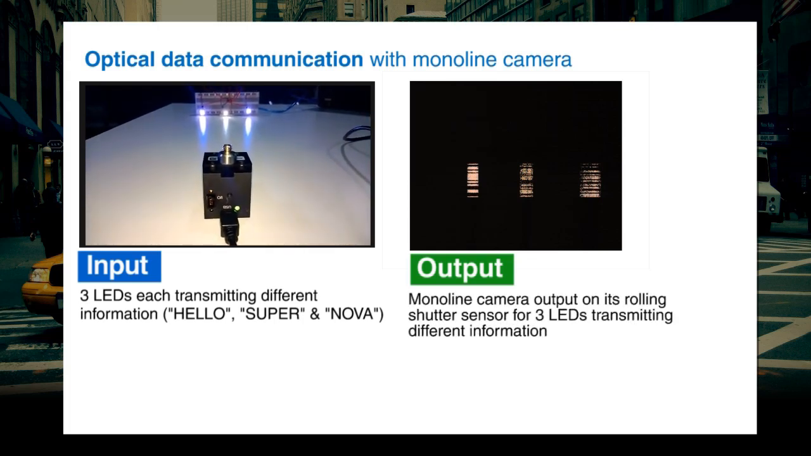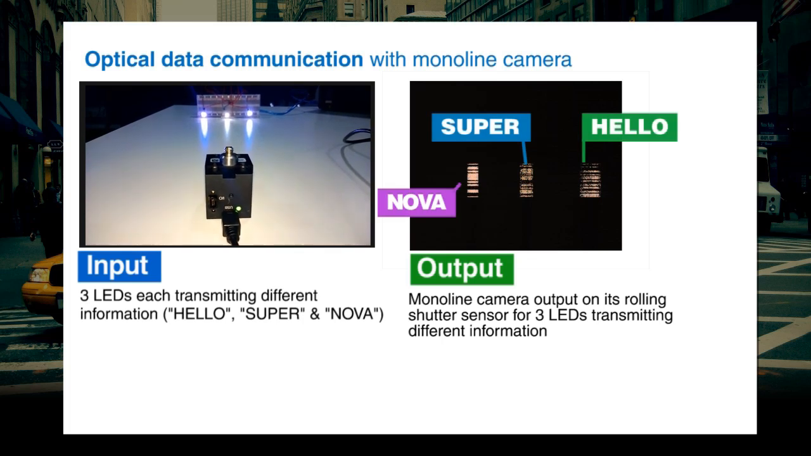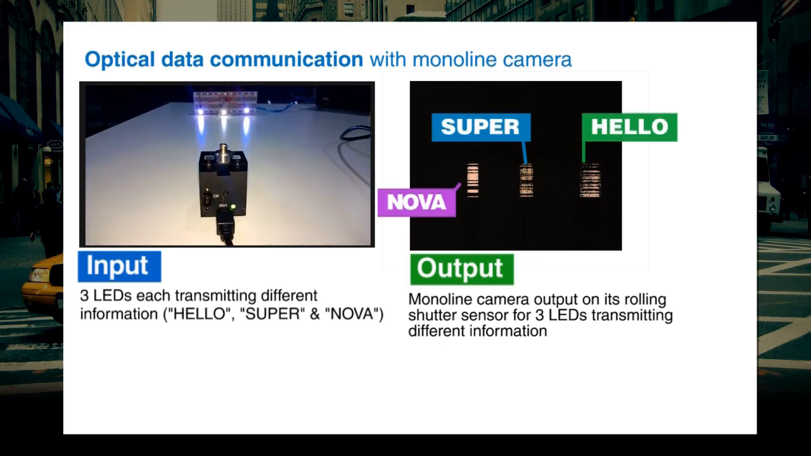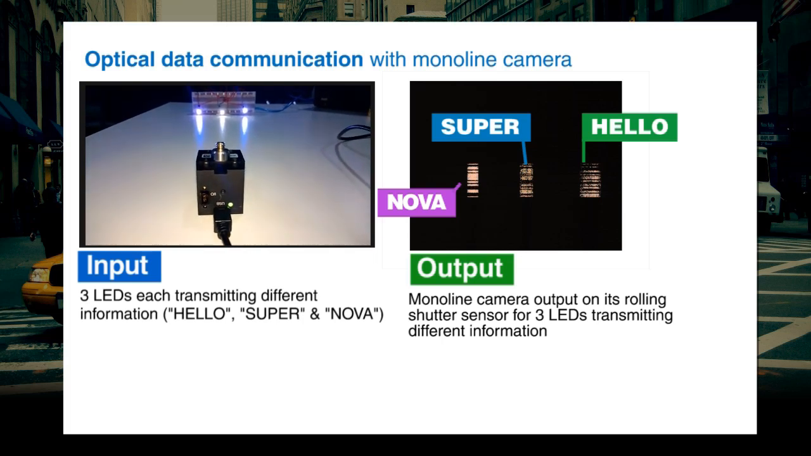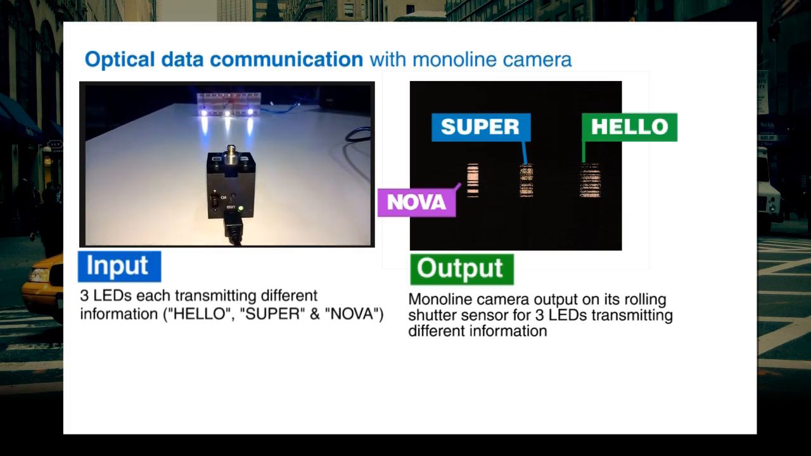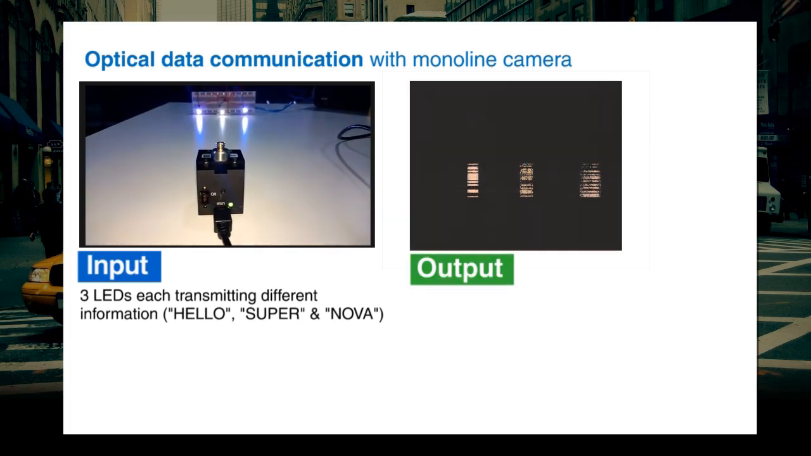Potentially, there could be one LED for each column in the sensor, simultaneously transmitting data, thus enabling high bandwidth optical data communication. Theoretically, 31 megabits per second of data can be transferred with our setup. A perfectly focused setup would have created only one line per LED onto the sensor. However, here we see multiple columns for every LED because of imperfections in cylindrical lens.